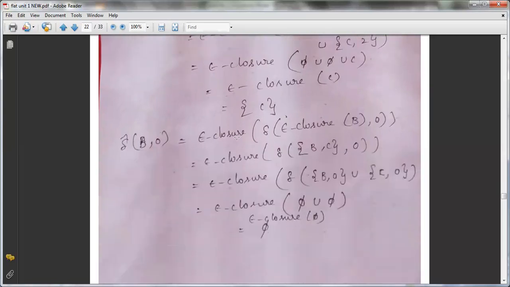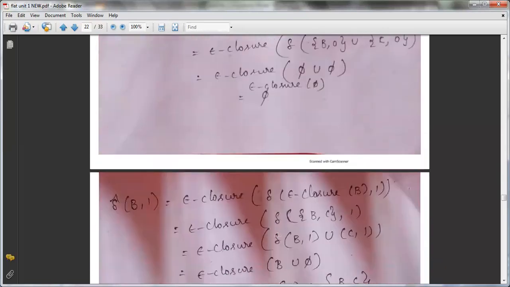Now B on 0. So epsilon closure of B comma 0. The epsilon closure of B is nothing but B comma C here. So B on 0 union C on 0. B on 0 is pi, union C on 0 is also pi. So the epsilon closure of pi is nothing but pi here.